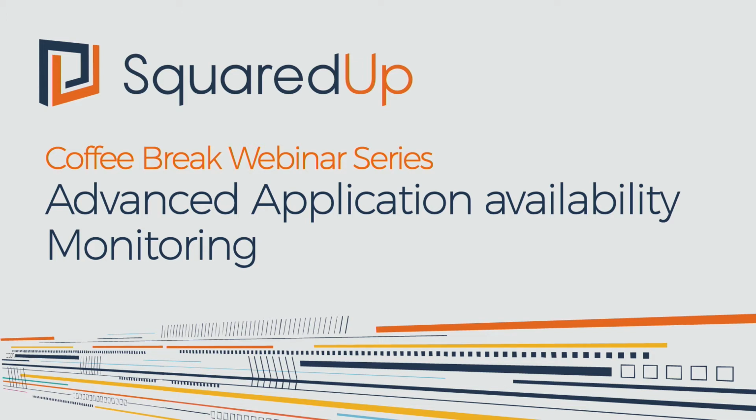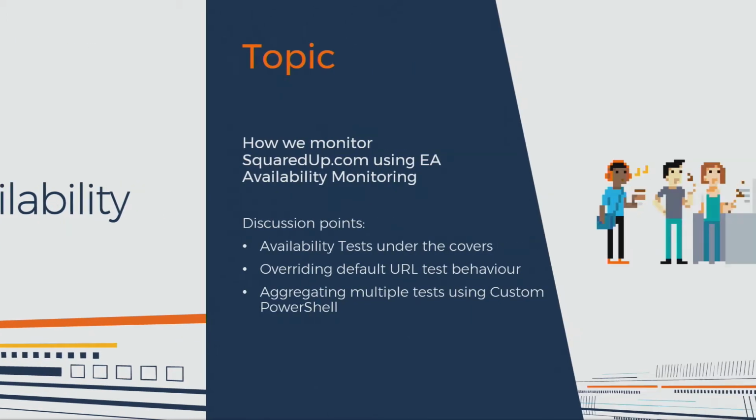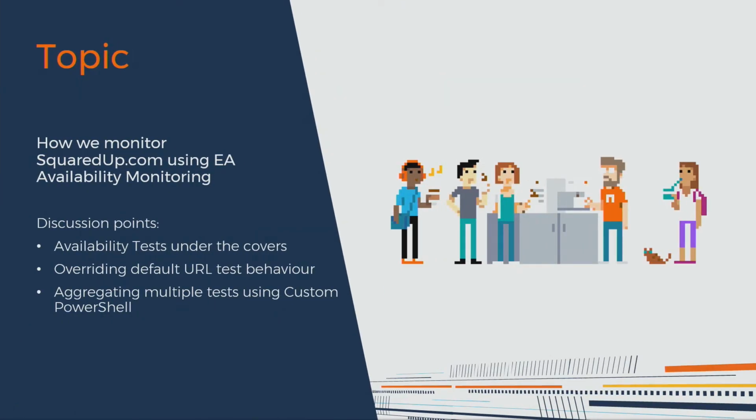Hi there. So we're going to take you through a deep dive into our Enterprise Application Availability Monitoring. I'm going to show you a bit of peeling back the layers, showing you how we use the feature to monitor squareup.com and all of its subsidiary subdomains using EAs. It may not surprise you, we're a dashboarding company. We have lots of screens in the office with lots of dashboards on, so we thought we'd talk you through that a bit.